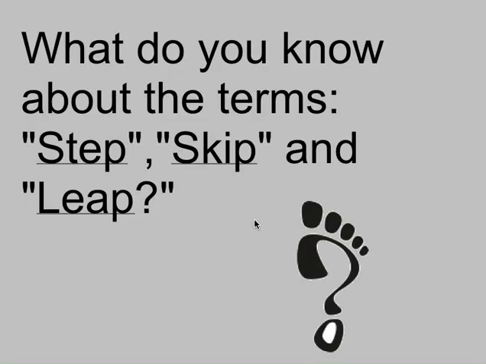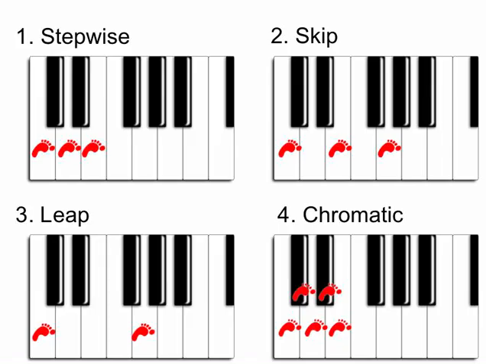Hello, today we're going to learn about steps, skips, and leaps in music. First of all, steps are really easy. When you move from one note to the next note in the scale, that's called moving stepwise. So from C to D or Do to Re is a step.